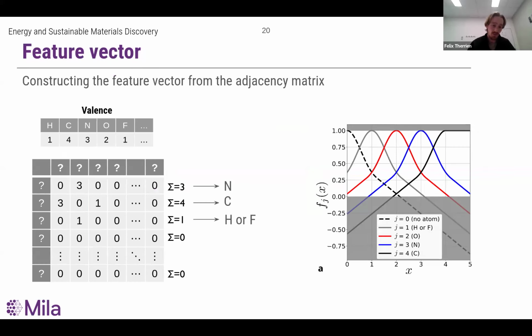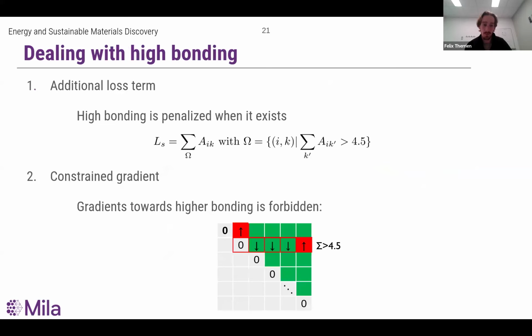And then as for the feature vector, we construct the feature vector from the adjacency matrix in a way that will guarantee that the chemistry rules are followed, which means if in the adjacency matrix something has 3 bonds or a valence of 3, then we know that it will be nitrogen. So if we add all the bonds for each row corresponding to each atom, here we get 4 bonds, so we know it's going to be a carbon atom. And if it makes 1 bond, then we know that it's going to be hydrogen or fluorine. And so by construction, we guarantee that those rules are followed.